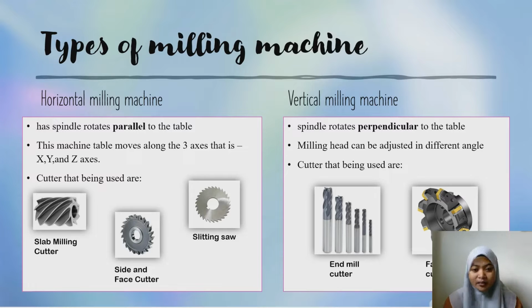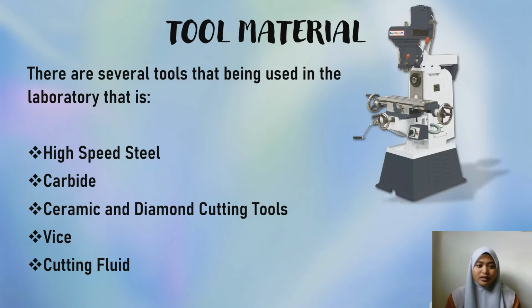The vertical milling machine has a spindle that rotates perpendicular to the table. The milling head can be adjusted to different angles, and the cutters used are the end mill cutter and the face mill cutter. The tool material. There are several tools used in the laboratory, that is high-speed steel, carbide, ceramic and diamond cutting tools, vise, and the cutting fluid.